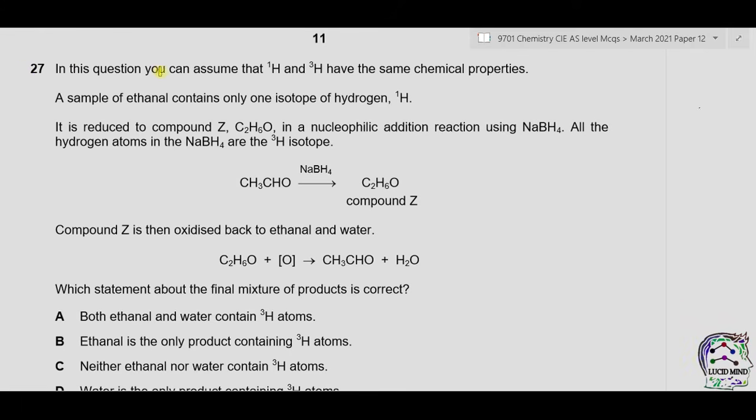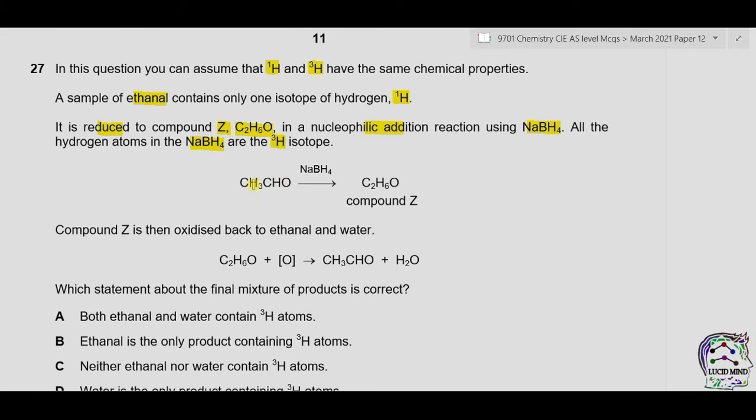Question 27. In this question you can assume that H1, which is protium, and H3, which is tritium, have the same chemical properties as both are isotopes of hydrogen. A sample of ethanal contains only one isotope of hydrogen, which is protium. It is reduced to compound Z in a nucleophilic addition reaction using NaBH4, which is a reducing agent. All the hydrogen atoms in NaBH4 are the tritium isotope.